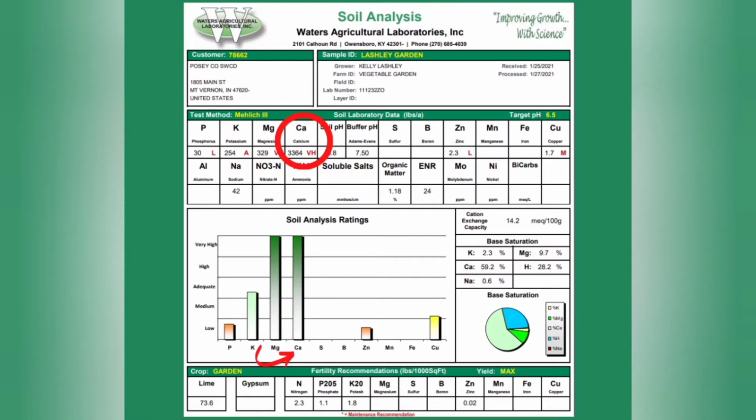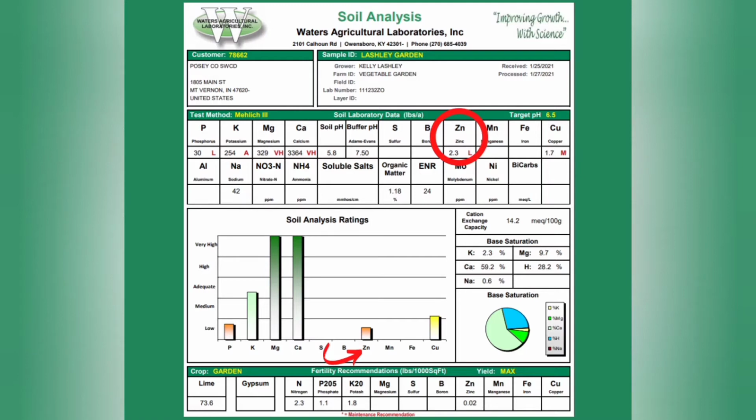If you go on down the chart, the next thing is going to be zinc. So the sulfur, boron, zinc, manganese, iron, and copper are called micronutrients. So the micronutrients are needed in much smaller quantities, but they're all still important. And you can see that our zinc levels actually fell into the low range. So zinc is very crucial for plant development.